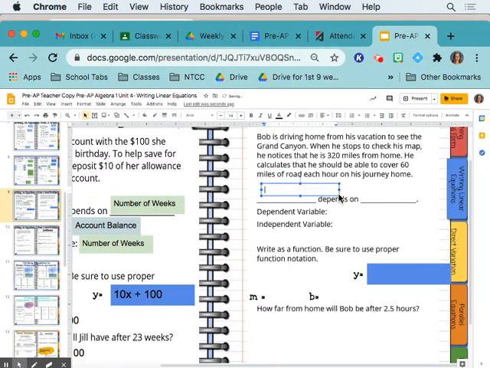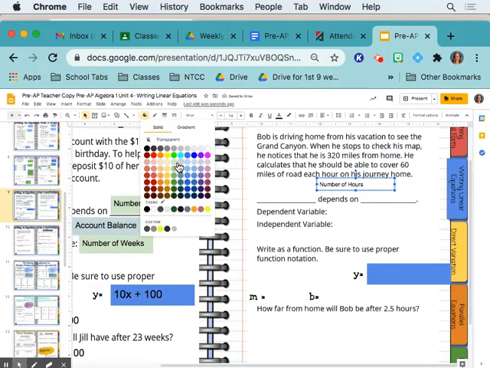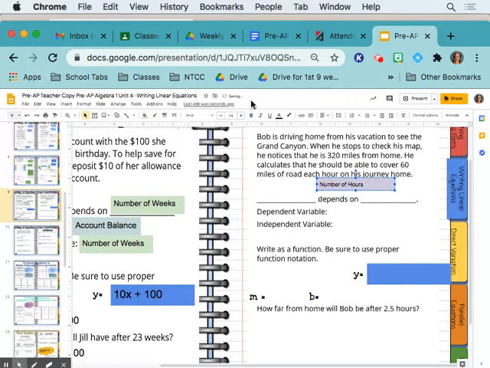Miles of road each hour. So that's your rate of change, right? 60 miles of road each hour. So what is your variable then with that? The time. Yeah. Number of hours would be one of them. And I'm not saying which one is independent, dependent yet. And then what's the other one? The miles. Yeah. The miles from home, right? Okay.